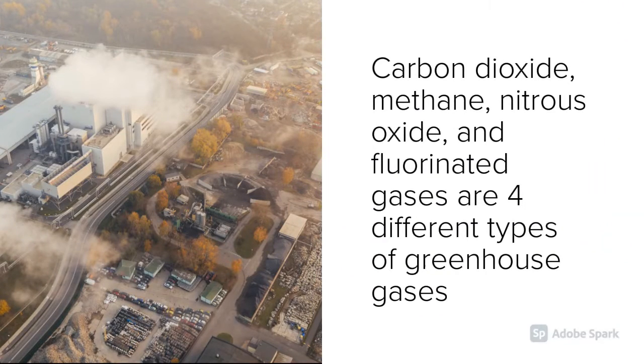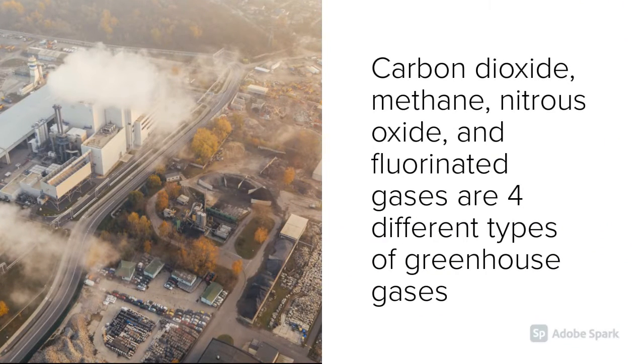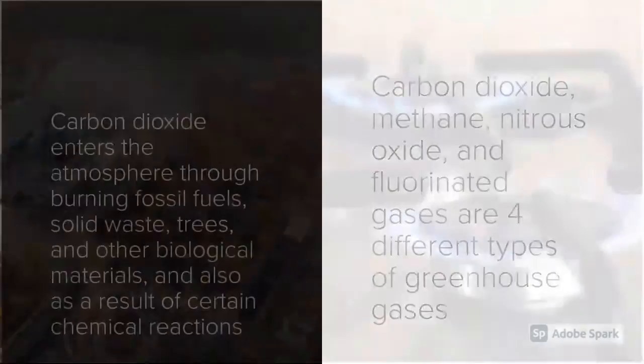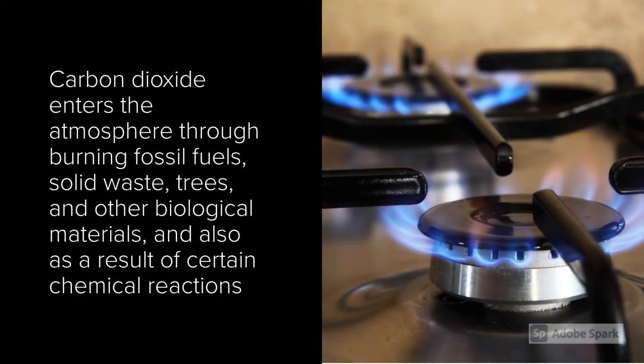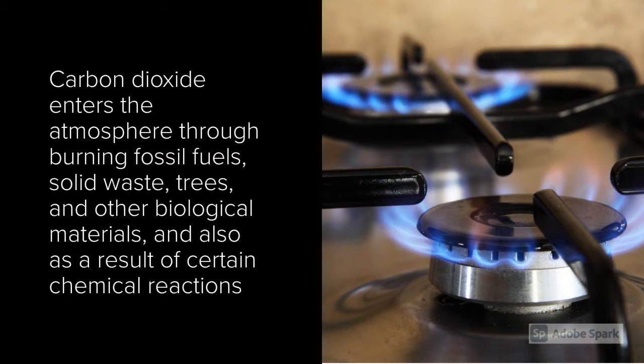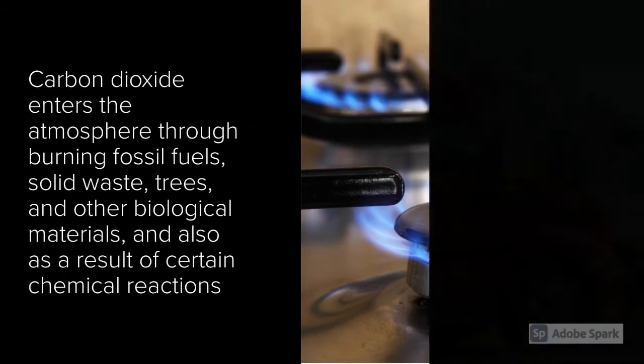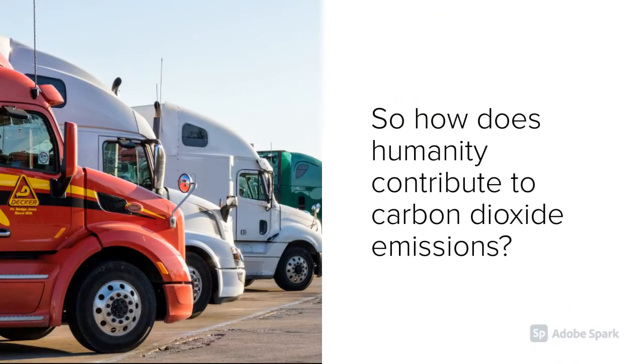Carbon dioxide, methane, nitrous oxide, and fluorinated gases are 4 different types of greenhouse gases. Carbon dioxide enters the atmosphere through burning fossil fuels like coal, natural gas, and oil, solid waste, trees, and other biological materials, and it is also a result of certain chemical reactions. So how does humanity contribute to carbon dioxide emissions?